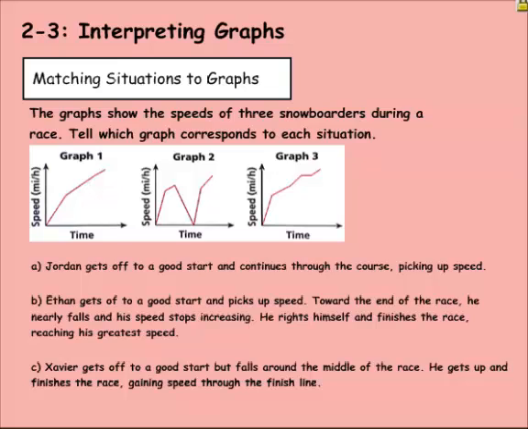Lesson 3 of Chapter 2 is interpreting graphs. So we're going to look at different kinds of graphs and understand what they mean. So we have this example here. The graphs show the speed of 3 snowboarders during a race. Tell which graph corresponds to each situation.